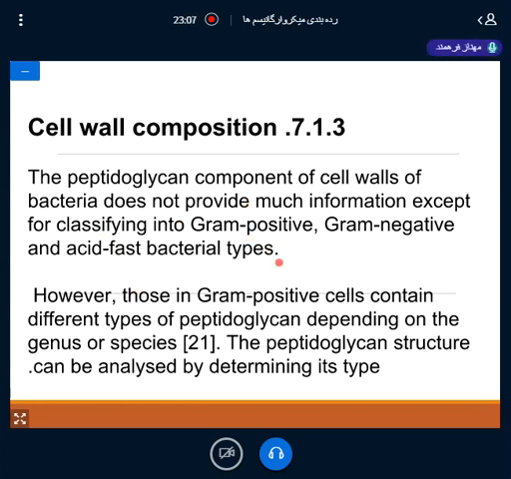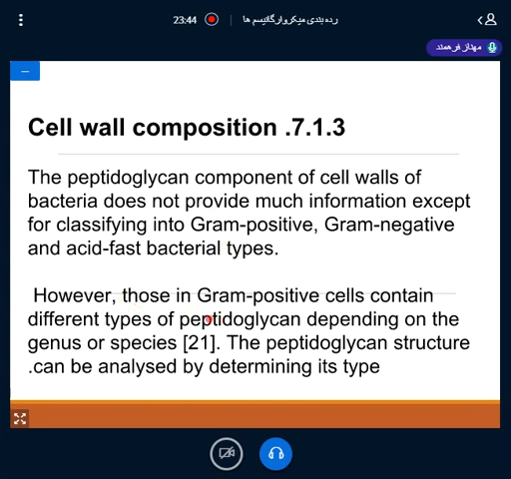So the peptidoglycan composition is very, very important for classifying into gram-positive and gram-negative, and acid-fast bacterial types also. But not more, okay? Just for classifying, the peptidoglycan.